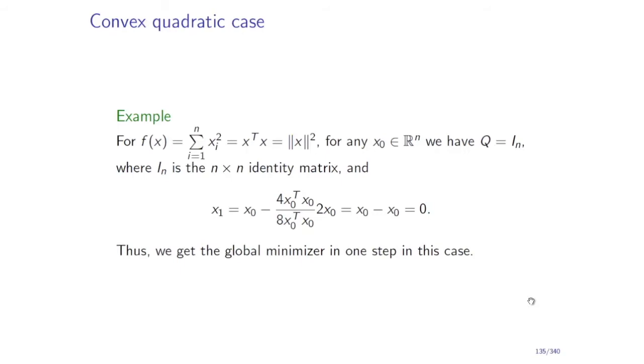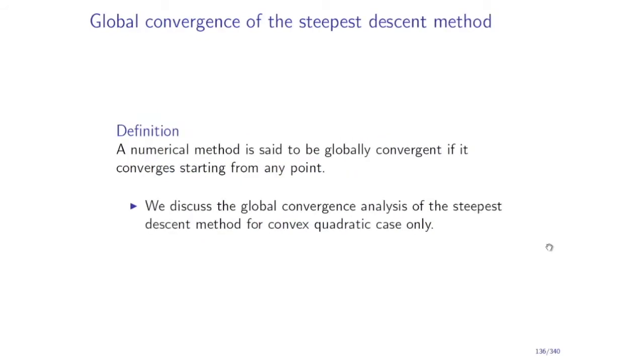Okay, but in general, if we look at how the method converges, we'll see that there is a strong dependence on the condition number of the matrix, and the condition number is related to the magnitude of the eigenvalues of the matrix, okay? So let's discuss the global convergence of the steepest descent method.